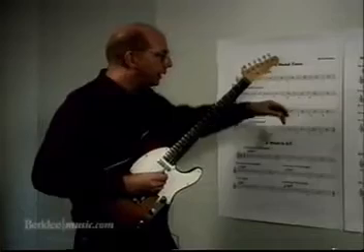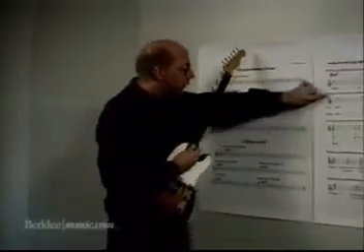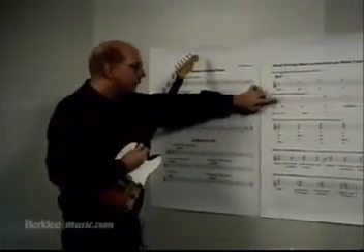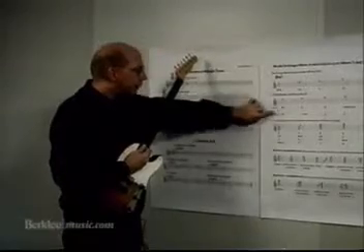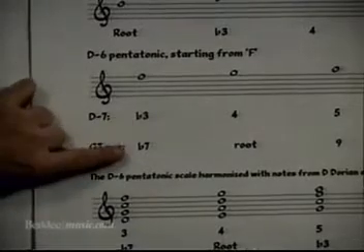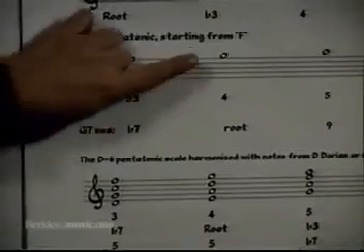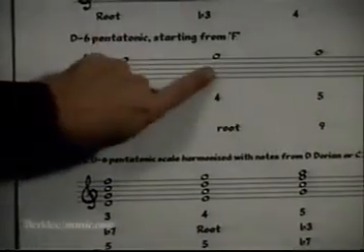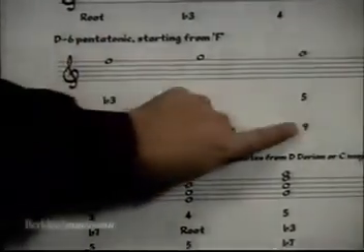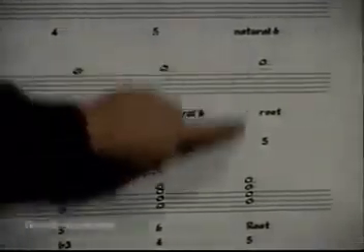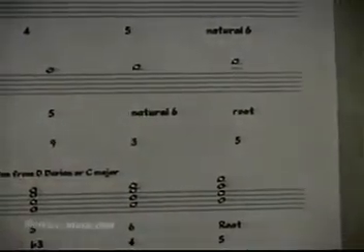Let's take a look at this sheet where I've got it analyzed. G7 sus, if you take the D minor 6 pentatonic, this flat third of D minor is also the flat 7 of G7 sus. The G, the fourth of D minor, is the root. The A is the ninth, the B is the third, and the D is the fifth. So I've got a little G7 vamp in here.